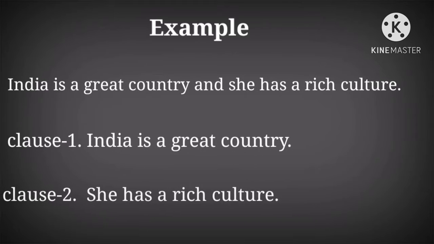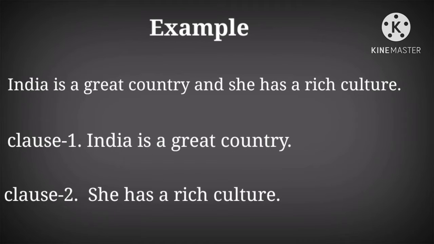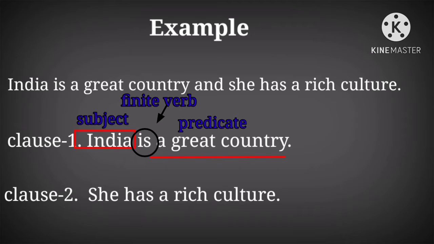Look at this sentence. India is a great country and she has a rich culture. This sentence has two clauses. Clause 1 is India is a great country and clause 2 is she has a rich culture. Now let's see how these two parts are clauses. Clause 1 is India is a great country. In this clause, India is the subject, is a great country is the predicate and it has a finite verb. That is why it is a clause.